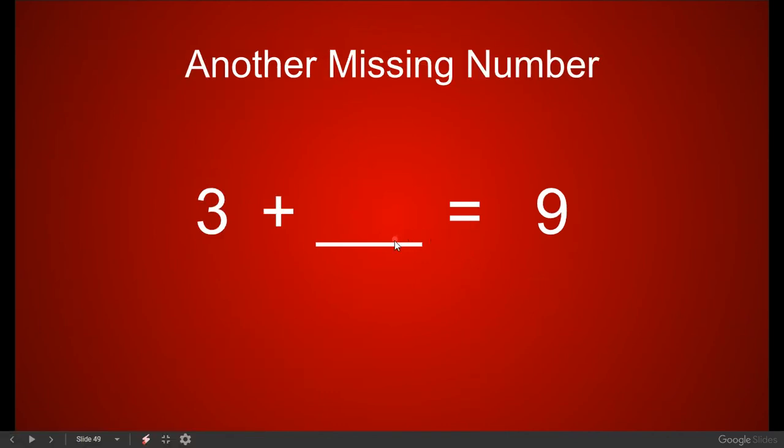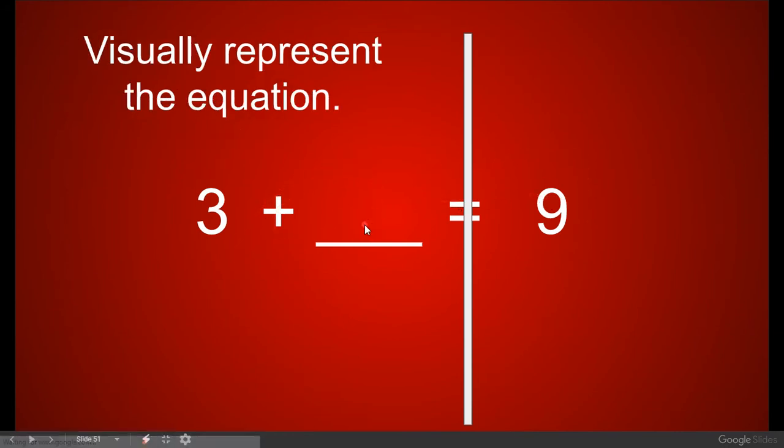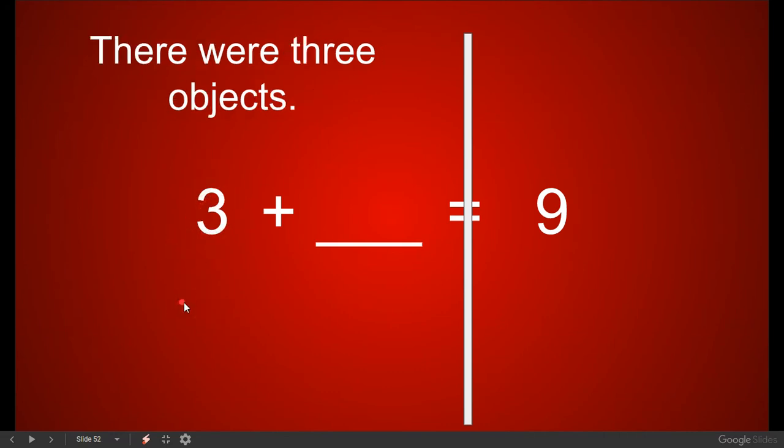On this one, 3 plus something equals 9. The first thing I need to do is split the problem apart at the alligator. Now both sides of this are going to equal 9, and I want to visually represent the equation. I want to visually represent the problem. So I know I have 3 things, and I'm going to make those 3 objects. 1, 2, 3.